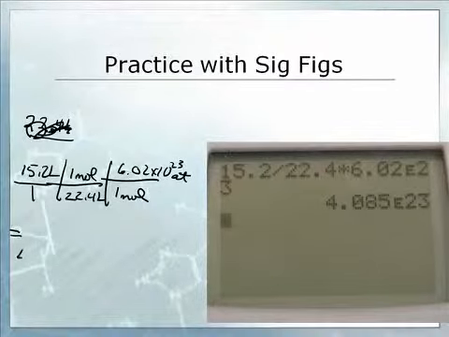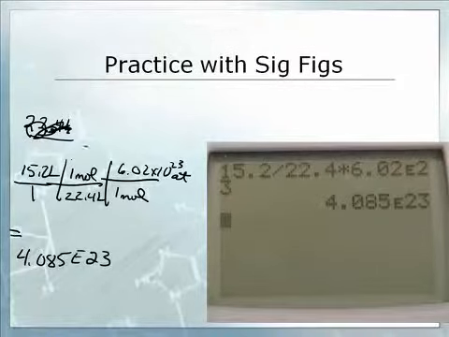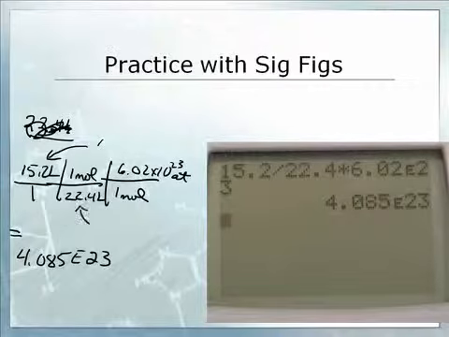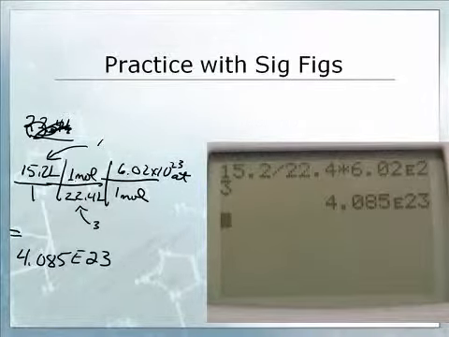I get 4.085 E23. That's what it says. Okay, I can live with that. So now what do I do with this? How many sig figs? This one has 3, and the 22.4 liters has 3. Now, a warning: there's a 1 right here, though. Isn't that one significant digit? Well, not really. That's kind of a counted number, so just ignore those ones. We'll talk more about that next time.